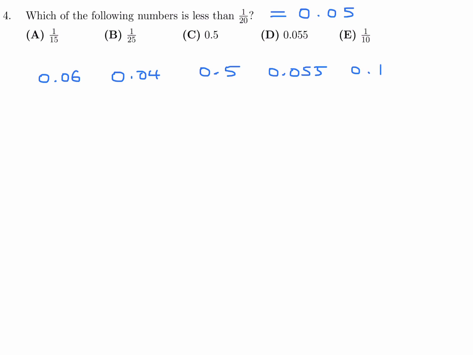So which one of these is less than 0.05? And the only one in this list that is less than that would be this one. So number 4, the answer is B.